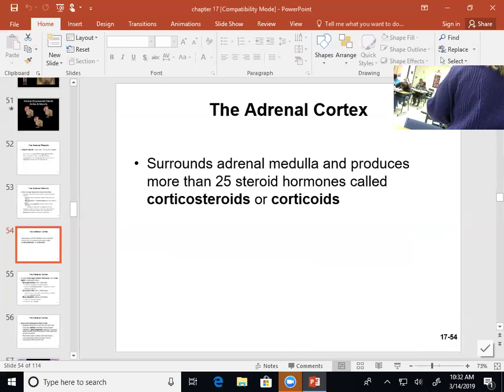Sodium. Did we say sodium is an important electrolyte? It's got a positive charge, doesn't it? And what we know about sodium is that water follows it. So when sodium is being pulled back into the bloodstream and kept in the bloodstream, what is staying in the bloodstream too? Water. So what's happening to blood volume? It's increased, or it's staying up, isn't it? So what does aldosterone do to blood pressure? Raises it.